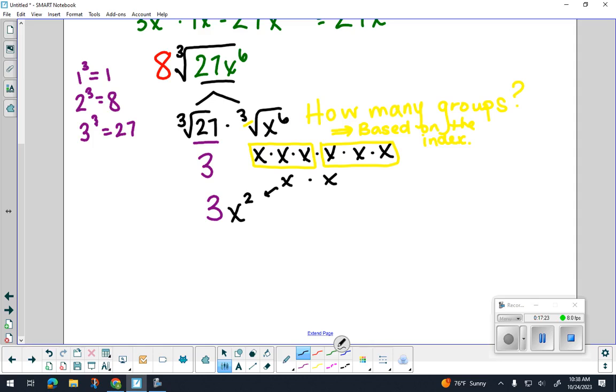Alright. And then, hold up, this is not our final answer because we cannot forget about the fact that we had trusty old 8 right here in the front from the beginning. So we need to multiply him to this 3 to get 27 x squared as our final answer. Okay, so that was a lot.